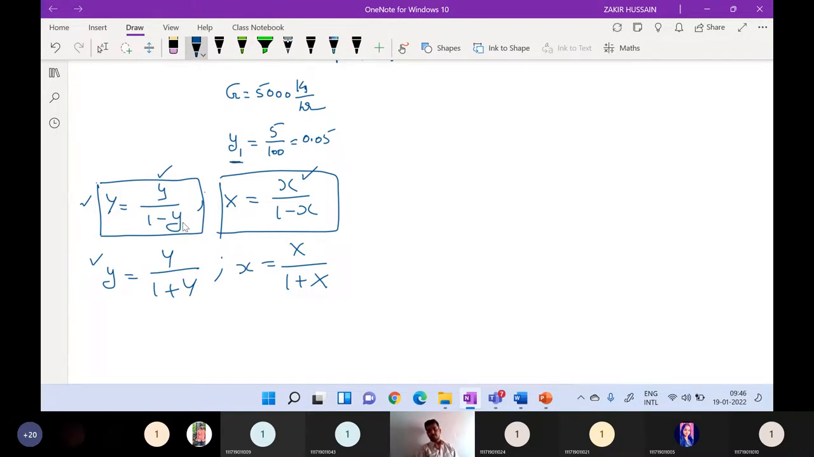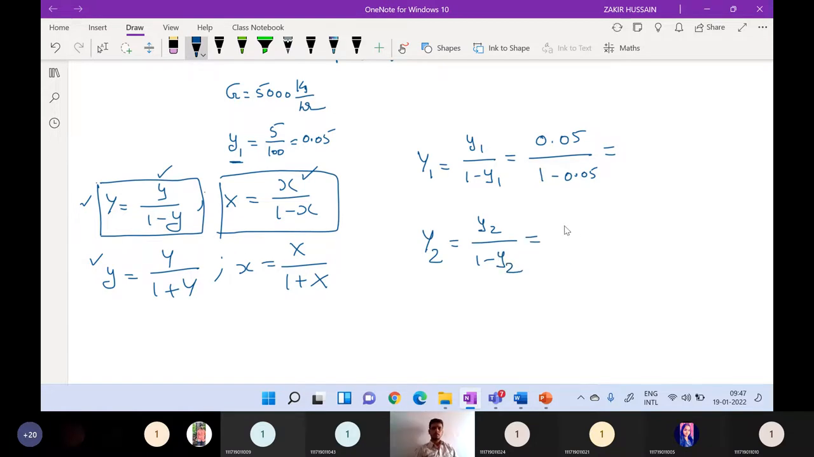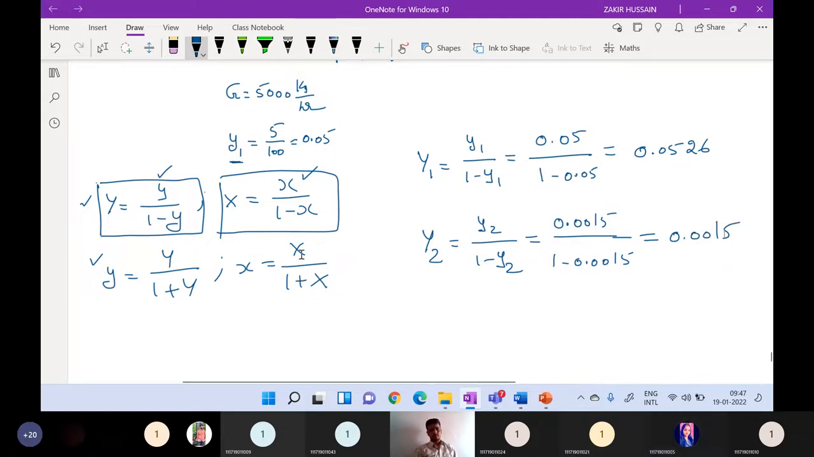Now here these are small y's, so capital Y's we have to calculate. Capital Y1 is equal to small y1 divided by 1 minus small y1. Small y1 is 0.05, so 0.05 divided by 1 minus 0.05 gives something. Then capital Y2 is equal to small y2 divided by 1 minus small y2, where y2 is 0.0015, so 0.0015 divided by 1 minus 0.0015. Can anybody please tell these values? 0.0526, and Y2 is 0.0015, same only.